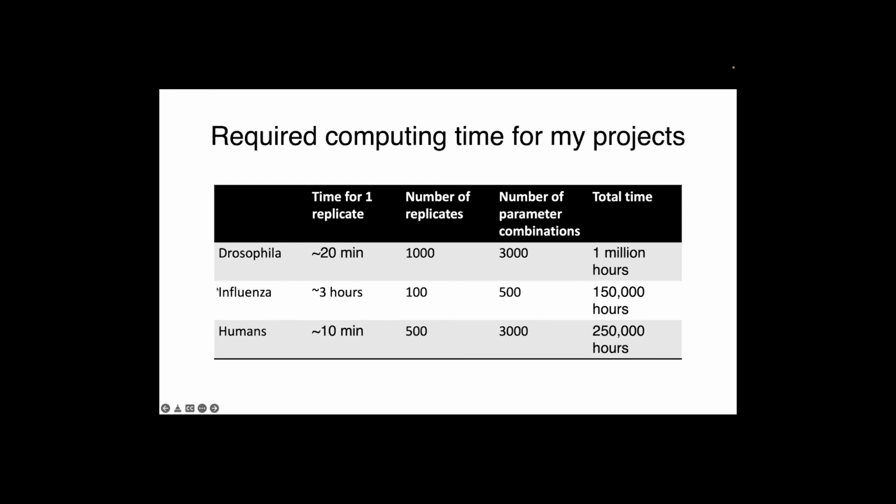We also performed a project with influenza genomes, which took much longer, about 3 hours. We also used a much smaller number of replicates and parameter combinations, but that was still quite a few hours. And we are now working with human populations, which is work in progress right now, where we intend to complete this project as well.